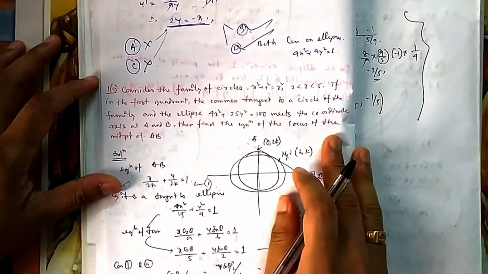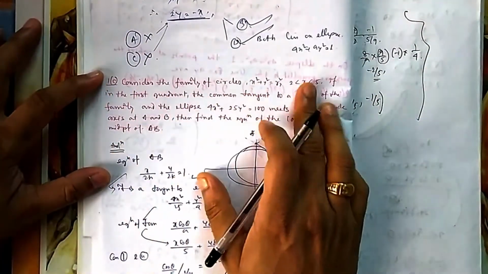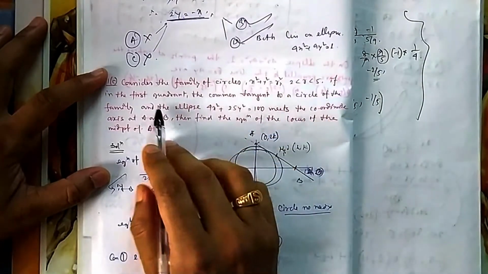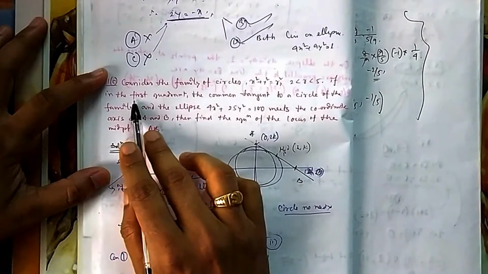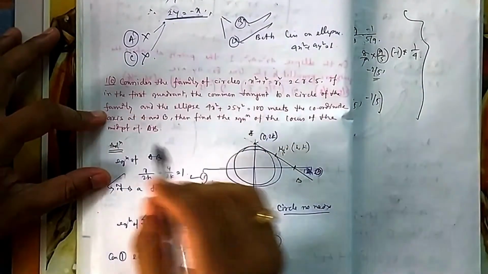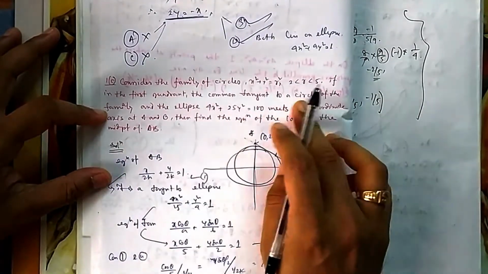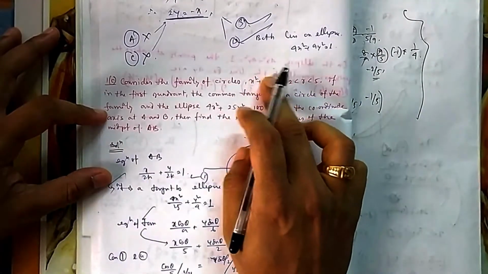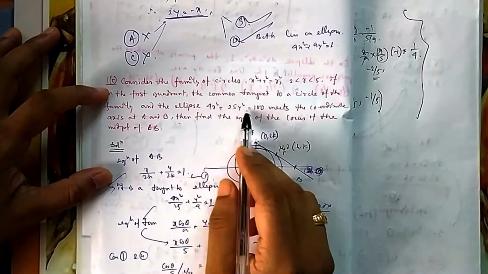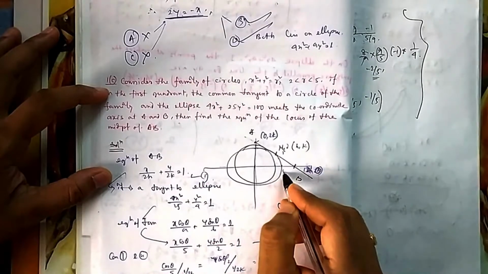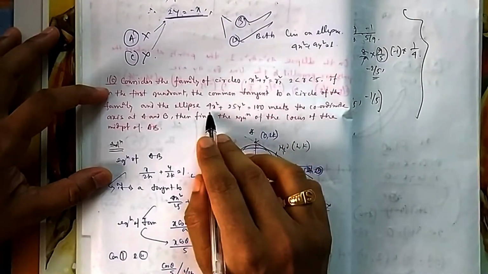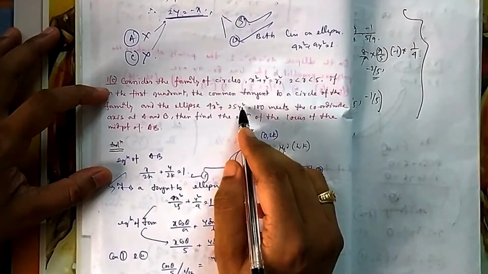Okay, now if you come to 1c, consider the family of circles where the radius r is between 2 and 5. If in the first quadrant there is a common tangent to a circle of that family and the ellipse, this ellipse is given, they have fixed it. So here it will be 5, here it will be 5, and these are 4, 4, because it will be x square by 25 plus y square by 4.